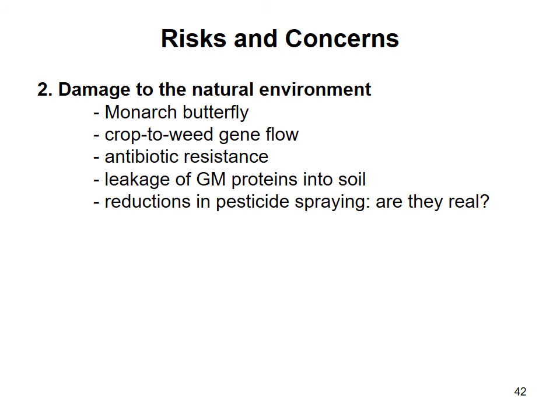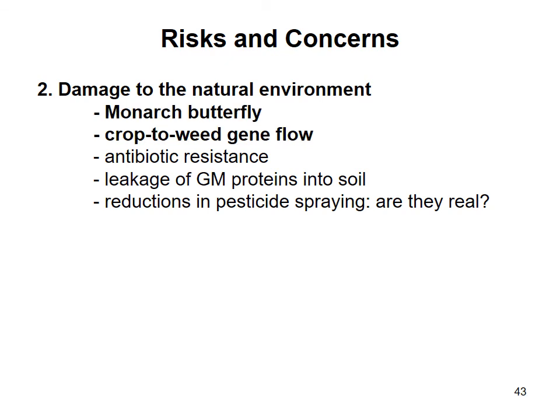Our next group of risks and concerns involves damage to the natural environment. For example, we have crop-to-weed gene flow, antibiotic resistance, leakage of GM proteins into the soil, and reductions in pesticide spraying. Are they real? Let's look at each of these in turn.